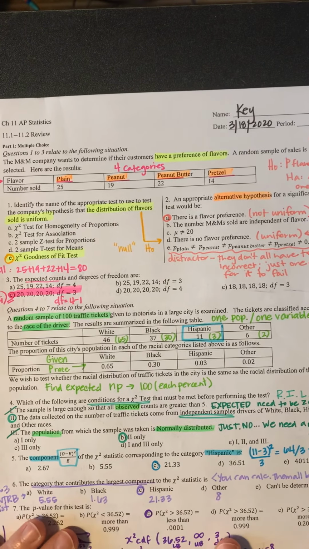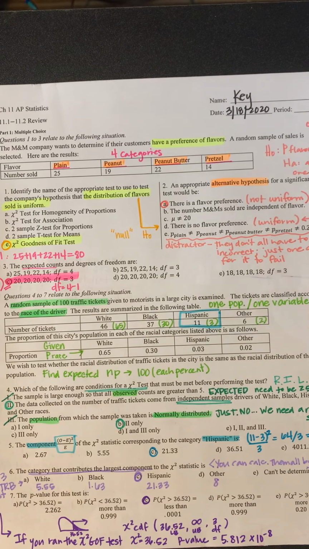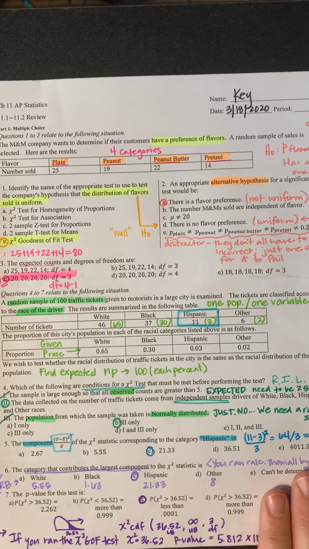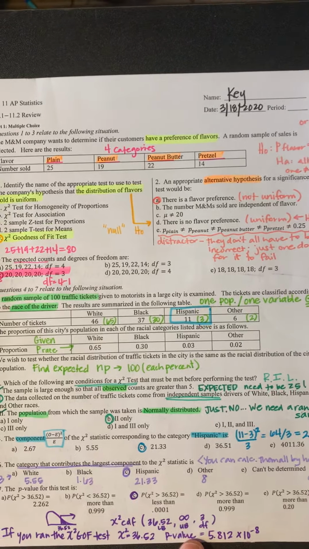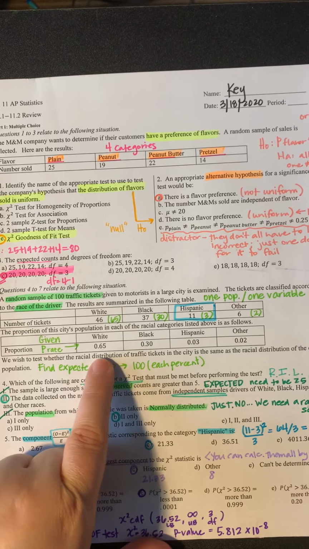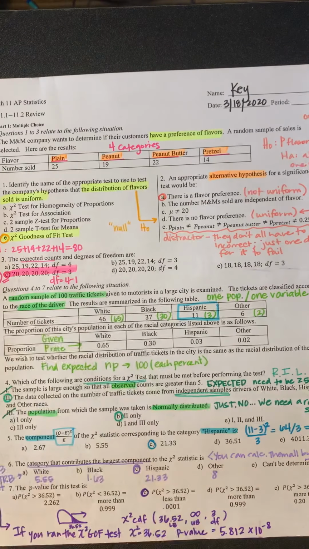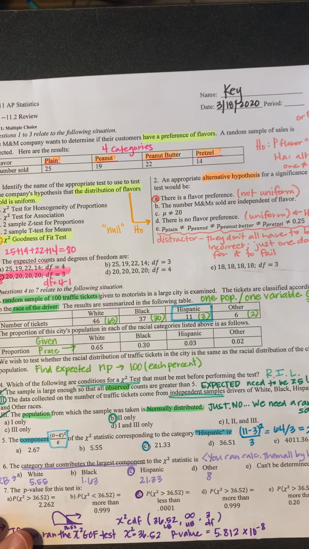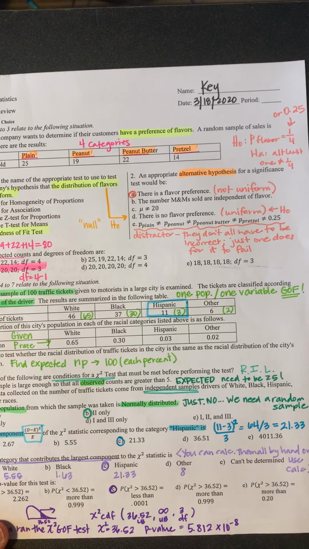On the next questions, 4 through 7, you have a random sample of 100 traffic tickets. The tickets are being classified according to the race of the driver. And so we're trying to see if they're broken down the same as the city's population. So we have prior percentages and we're checking to see if they match up to this new distribution. So that's another chi-squared goodness of fit test.